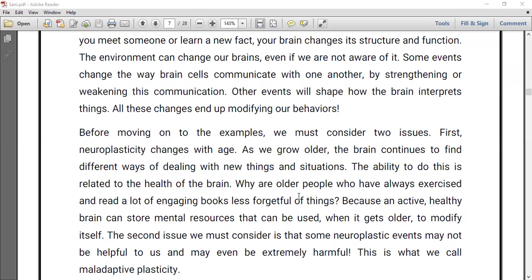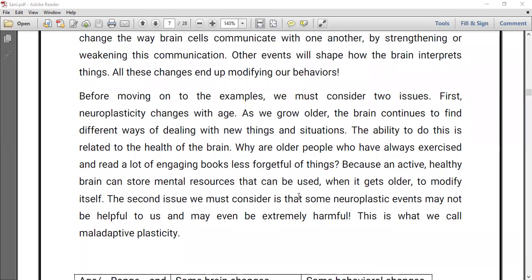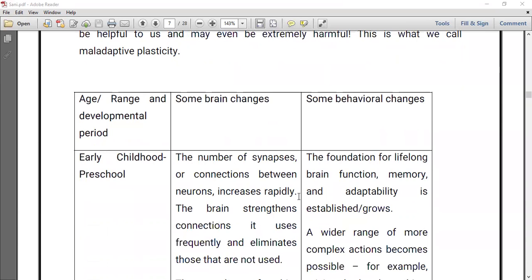Older people who have always exercised and read a lot of engaging books do better, because an active, healthy brain can store mental resources that can be used when it gets older to modify itself. The second issue we must consider is that some neuroplastic events may not be helpful to us and may even be extremely harmful. This is what we call maladaptive plasticity.